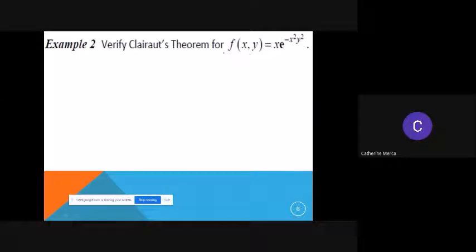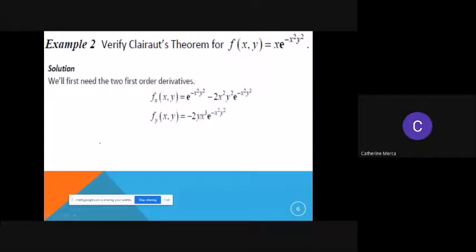Verify this. When you're asked to verify this, it means you get your f_xy, and if it is the same as your f_yx, then we can say that it actually satisfies the theorem. So first, before we get f_xy, we must get f_x, or the partial derivative with respect to x. So with respect to x, this is x here, so the derivative is 1. So this one is e to the negative x squared y squared. So this is the result.